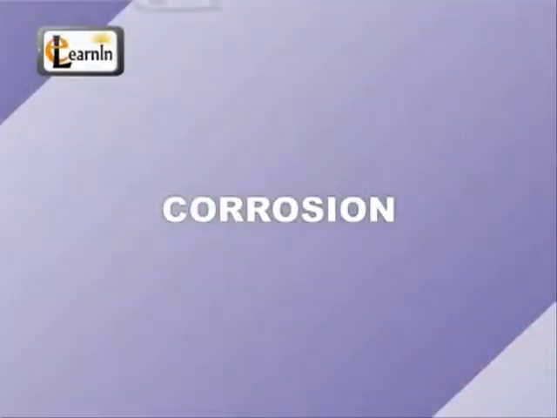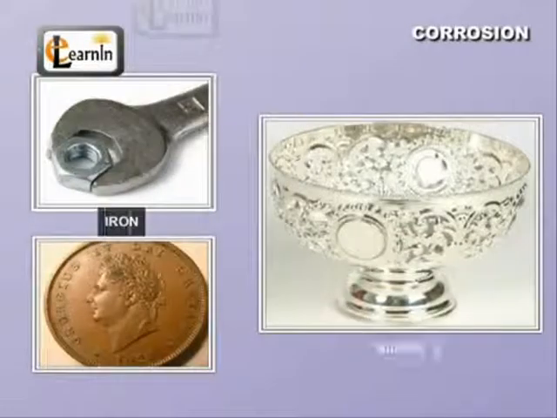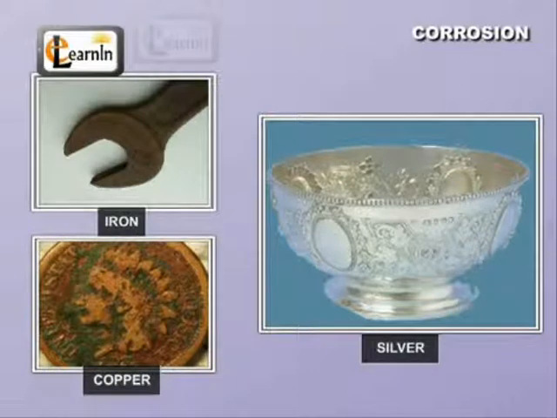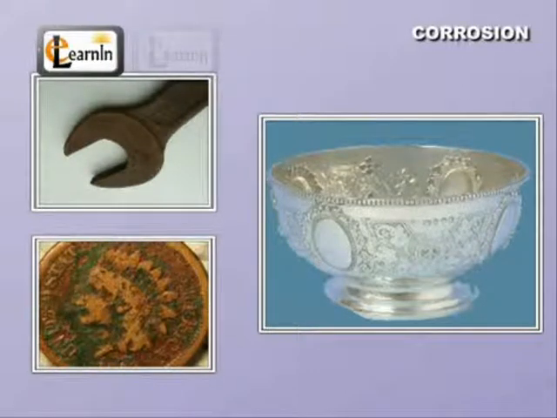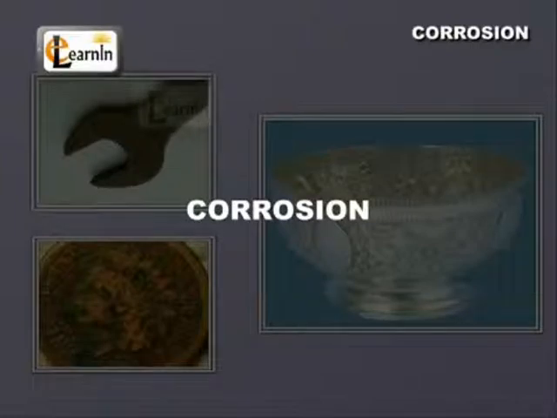Corrosion. Have you ever wondered why the colors of some metals like iron, silver, and copper gradually change with time? This is caused due to corrosion. When these metals are exposed to air and moisture, they get corroded. In this video, we'll learn more about corrosion.